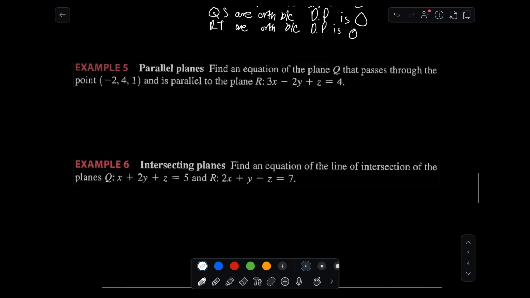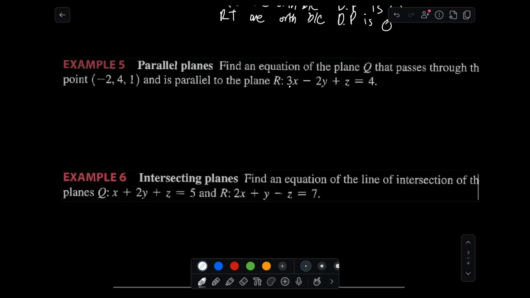Example 5, this isn't a lot of space, but I hope you can still try this on your own. To solve for the equation of a plane Q that passes through this point and parallel to the plane, feel free to pause the video to try this on your own. Let's jump right into it.